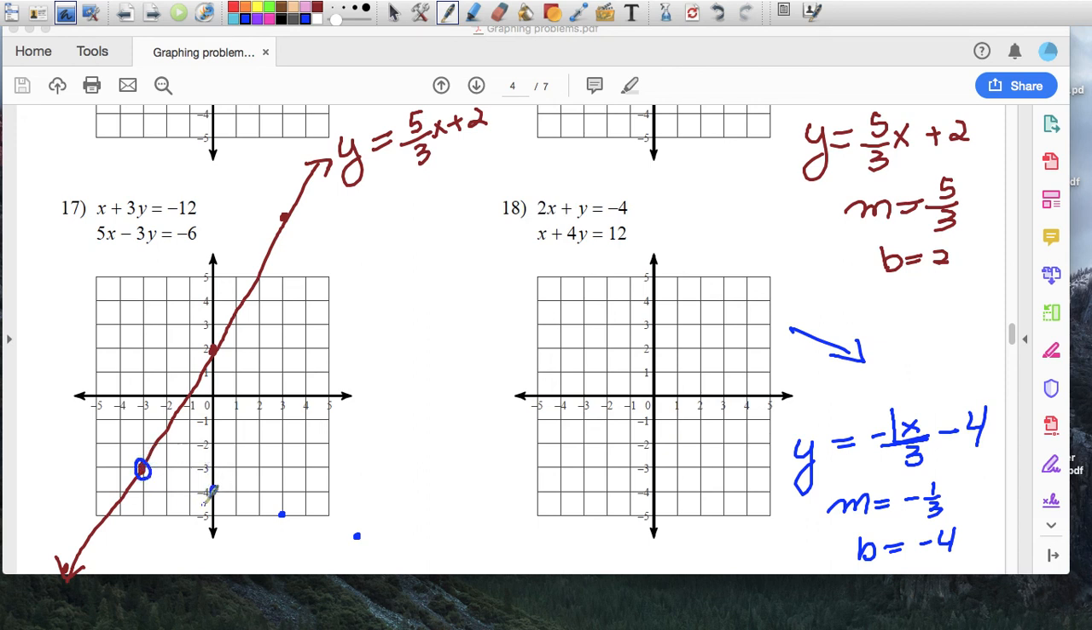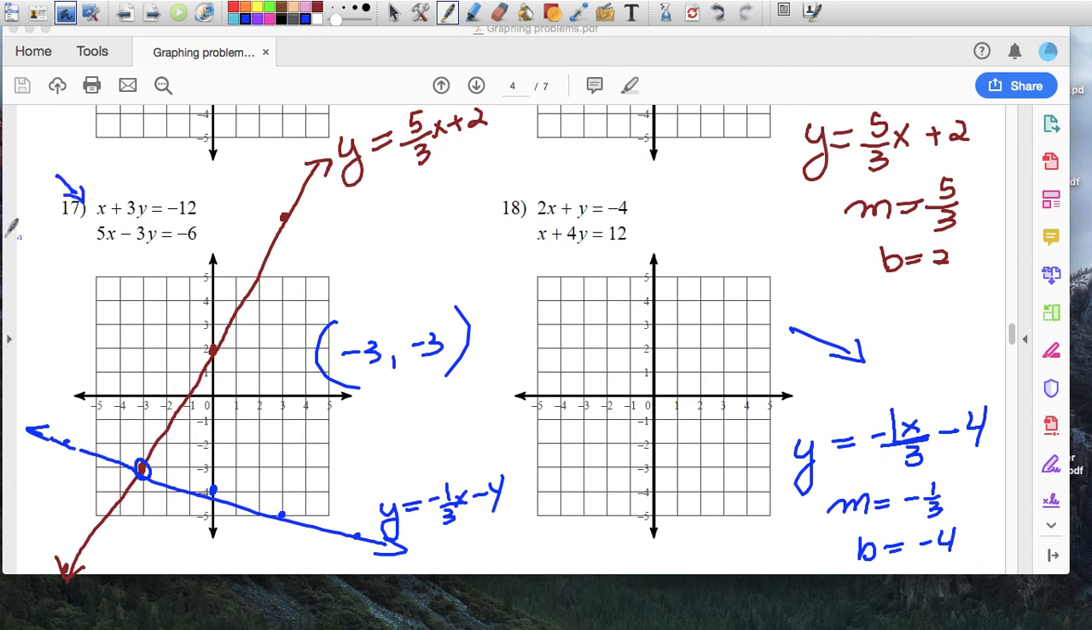And here is our intersection. 1 up, 3 left. So you can tell, here's my second line: y equals negative 1/3 x minus 4. M equals negative 1/3, B equals that, and my point of intersection is negative 3, negative 3. Again, think about what that means. It means that this point right here is on this line, and that point exists on that line as well. So, if a point exists on a line, obviously it satisfies the equation.